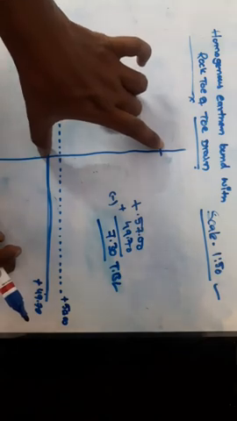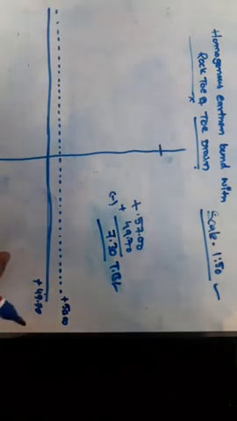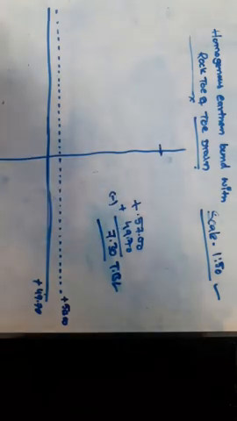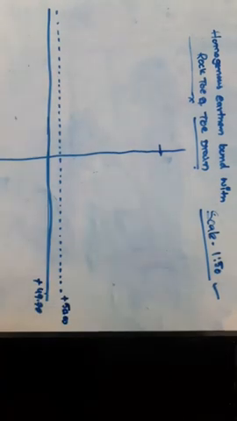7.30. This is the point of TBL, top bund level. Next we have to draw the top width of bund. Top width of bund. Top width of earthen bund is 1.5 meter.